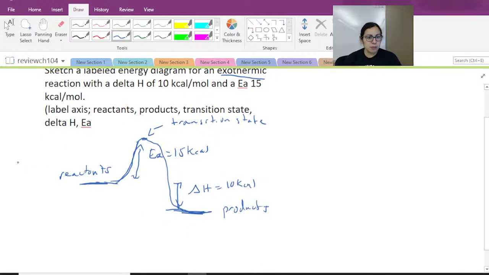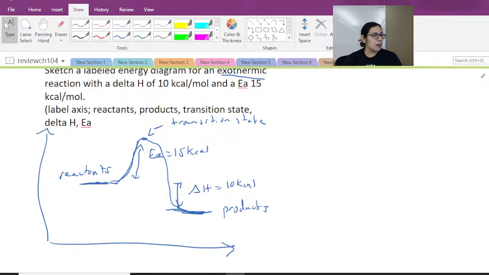And then you want to also label your reaction diagram: energy and reaction coordinate. Those are your labels. So labeled axes, and then we got everything: reactants, products, transition state, EA, and delta H. Make sure you have all those parts on your graph. Questions about the reaction coordinate diagrams?